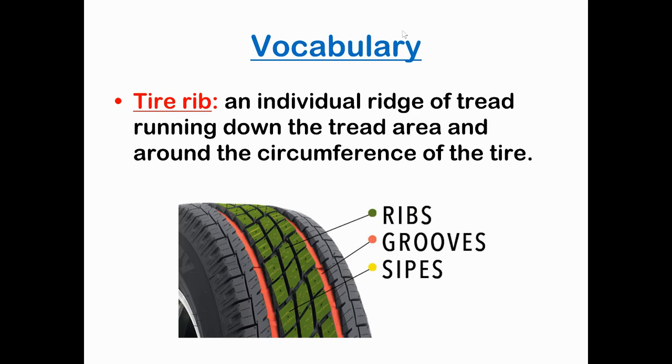A tire rib is an individual ridge of tread running down the tread area and around the circumference of the tire. And so anytime there is an area that rises up, there are many, many ribs here. And they highlighted the green ones. Every individual diamond-shaped pattern would be considered a rib.